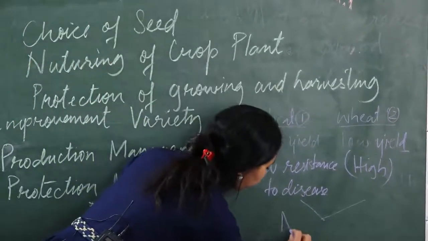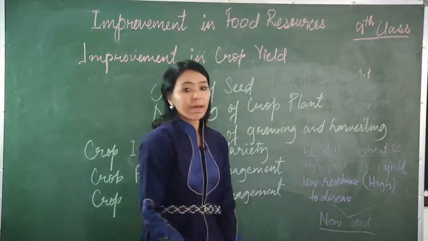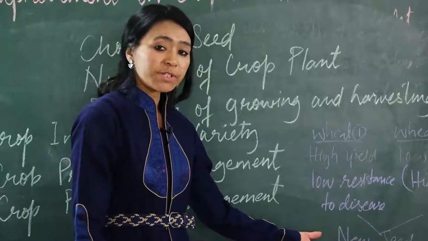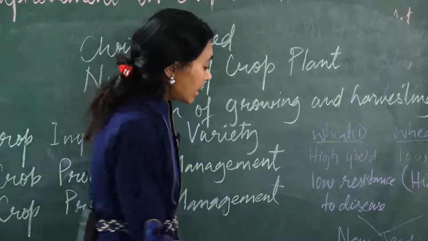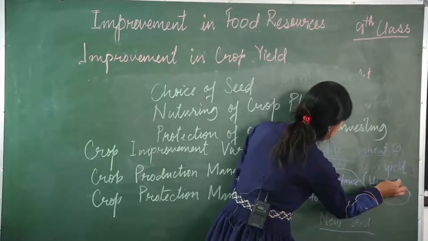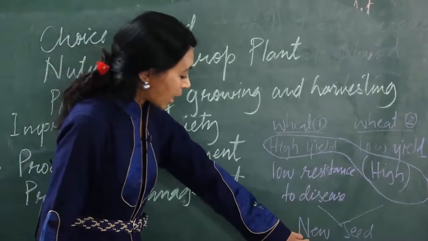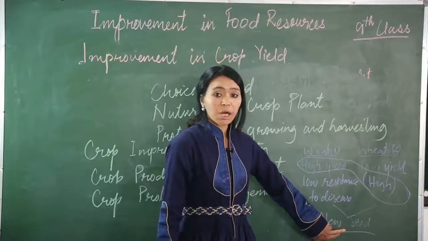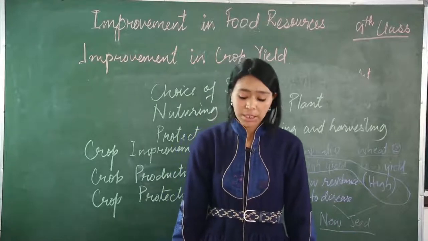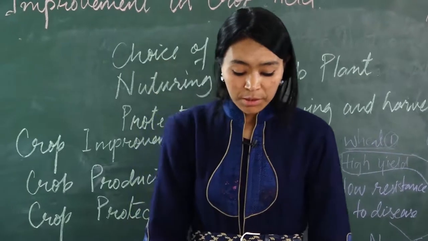and a new seed is formed, and this seed is called hybrid seed. So this is the new hybrid variety of seed that is available, with the high yield and the high resistance to disease. So this is how we crossbreed the two seeds to make a new seed to yield a high production. Okay.